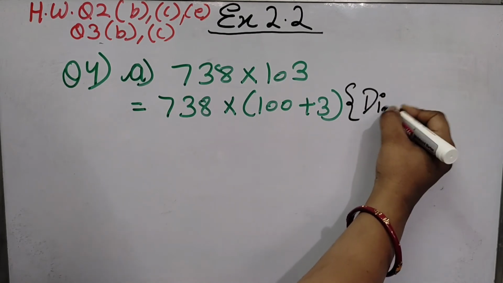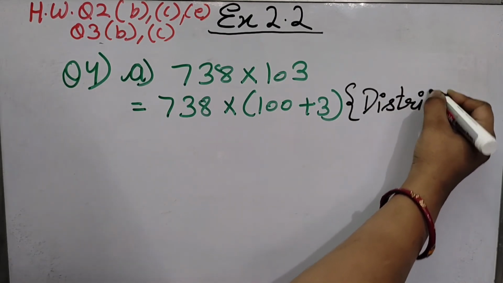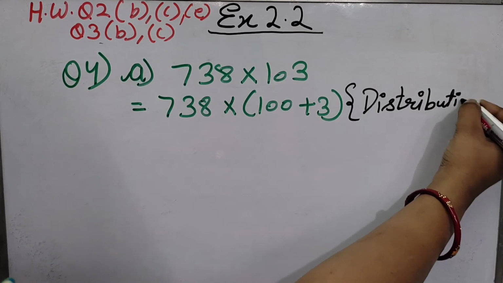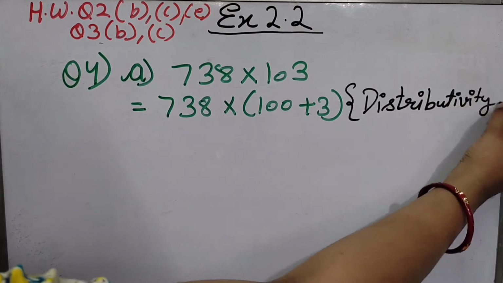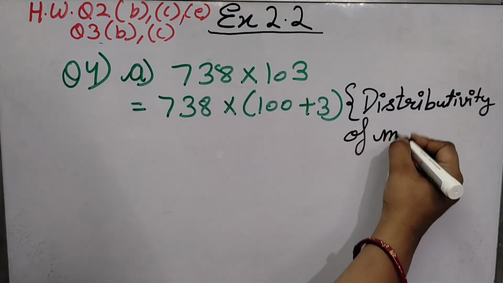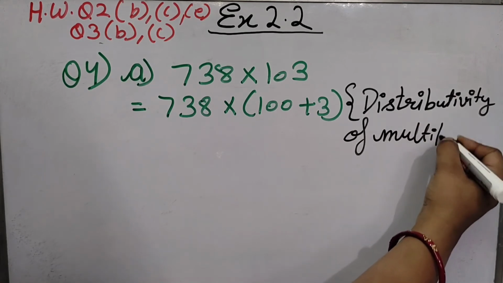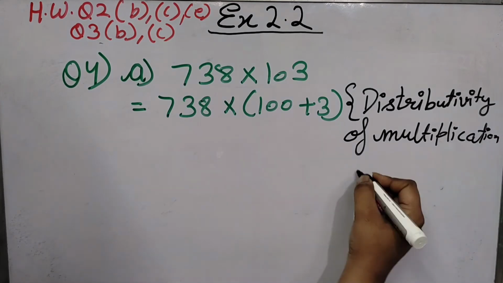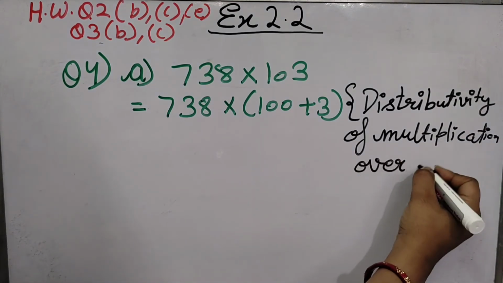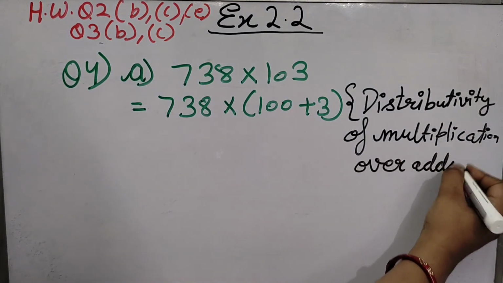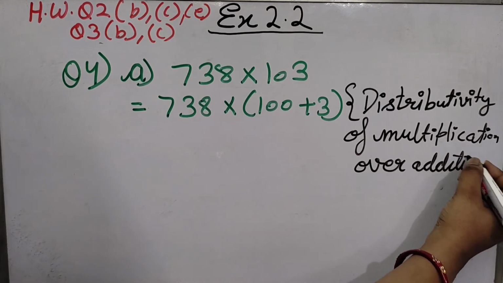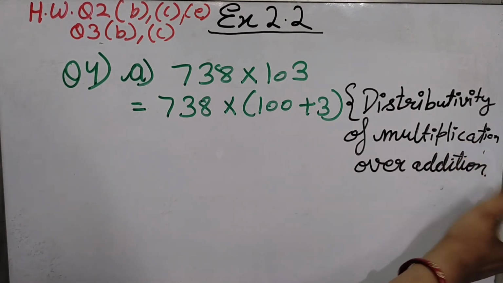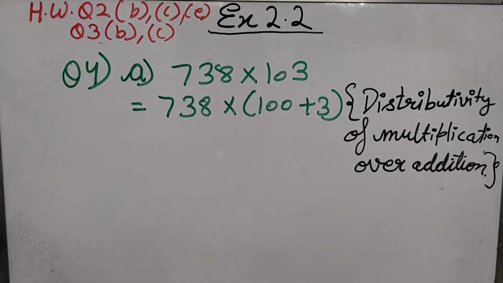property: distributivity of multiplication over addition. This is your property which we are applying to this question. Right? Now what we will do, we will expand this bracket and solve.